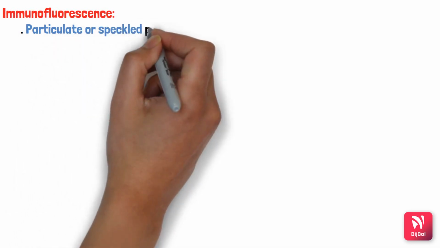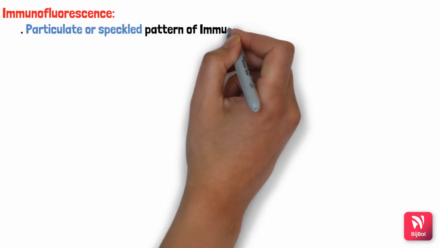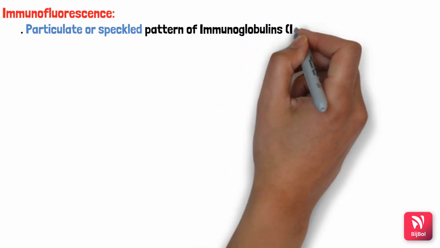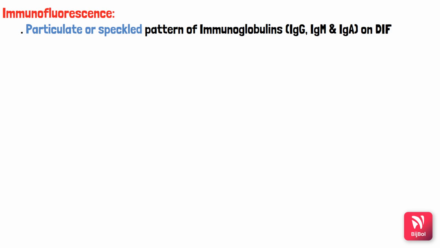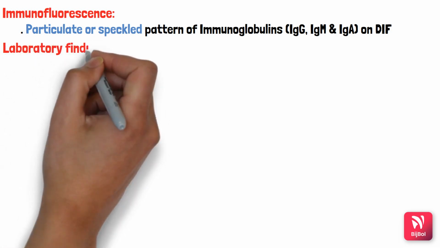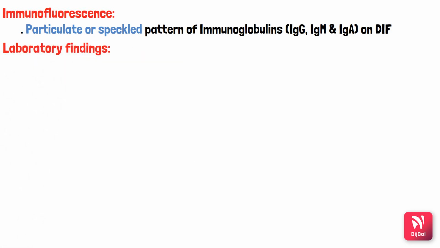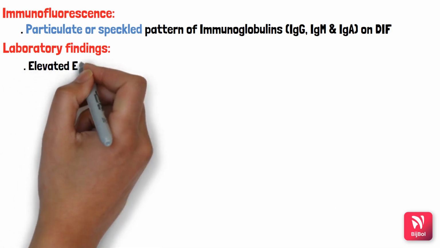Here there will be a particulate or speckled pattern of immunoglobulins seen on direct immunofluorescence. So what are the immunoglobulins? IgG, IgM and IgA. Particulate or speckled pattern here, whereas in case of pemphigus, it will be fishnet or chicken wire, whereas in case of lichen planus, it is linear, whereas here it is particulate or speckled.